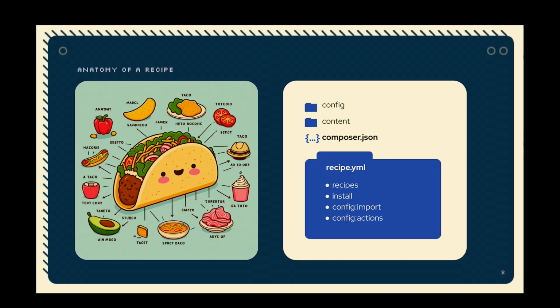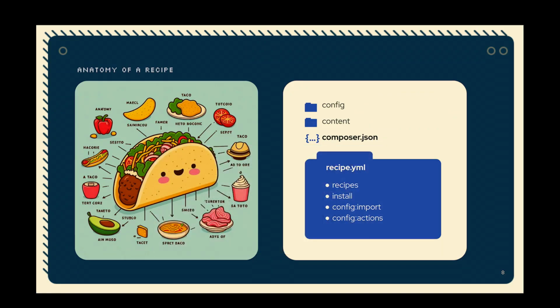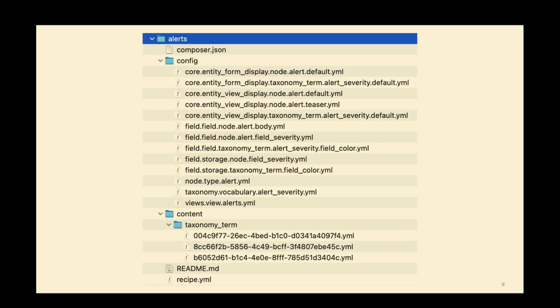So recipes can optionally also have these config and content folders. The config folder is basically your static YAML files of configuration that will be imported when you apply the recipe, similar to when you install a module or use Drupal's configuration management system. And then the content folder contains YAML files for content entities that will be created when you apply that recipe as well.